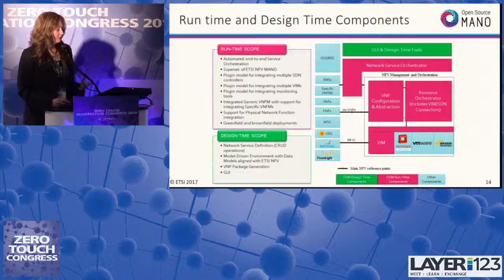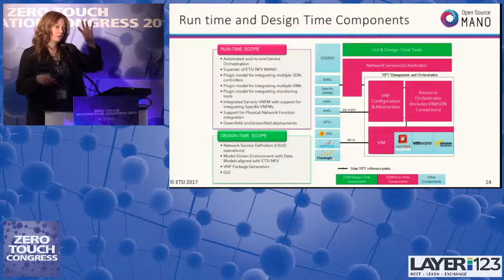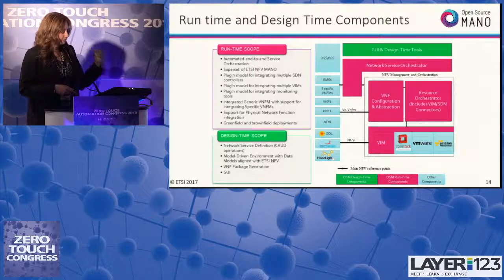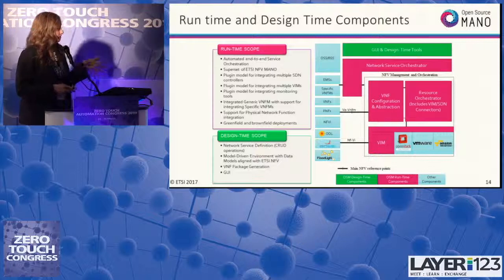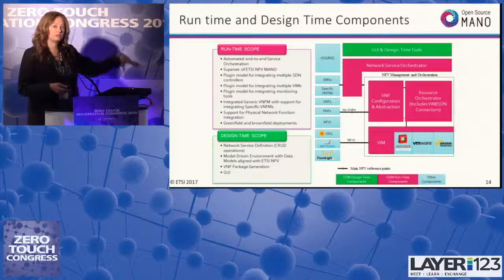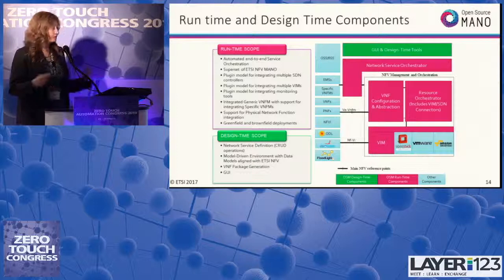So when we start looking into the architecture, OSM is composed of both runtime and design time components. The design time components being the GUI and the UI design time tools, as well as the text-based design time tools to be able to create and manipulate those network services, those VNF definition files. And then we have our runtime components that has the network service orchestrator itself, the VNF configuration and abstraction layer, the resource orchestrator, which talks southbound into the VIM and the SDN layers to be able to push all of these workloads down to where you want them to be at deploy time.